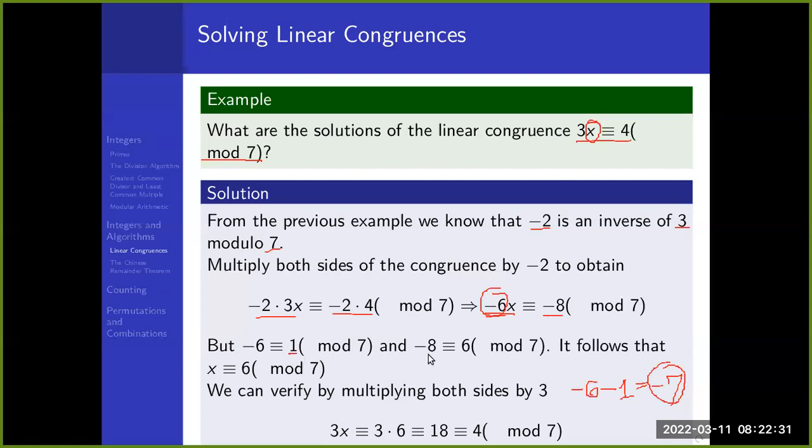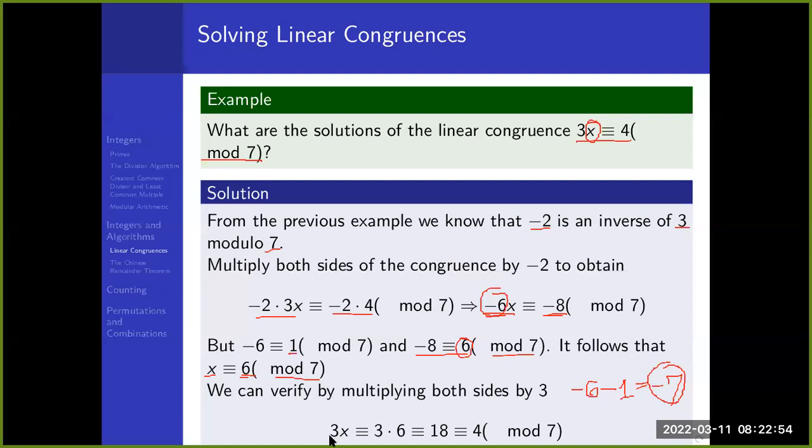And you can check also that -8 is congruent to 6 modulo 7. So I can replace -8 with 6. There'll be no problem. So that gives me x is congruent to 6 modulo 7. And that is my solution. Any other integer that is congruent to 6 modulo 7 will be a solution.